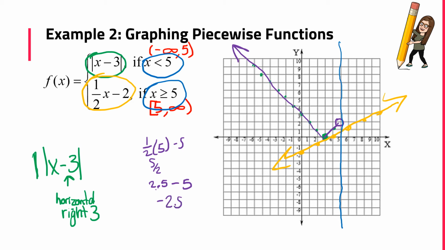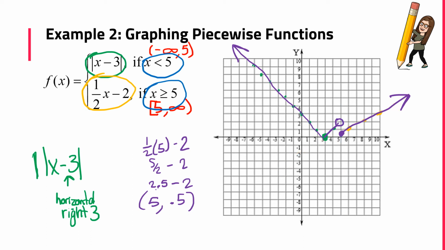Whoops, what did I do wrong here? Minus 2, sorry, that should be minus 2. Let me fix that. If I subtract 2, I would have 0.5. So that makes sense. When the x value is 5, the y value is 0.5. So I'm going to do a solid dot at (5, 0.5). And my graph is going to continue or be greater than that value. So I'm going off to the right, which means I'm going to erase everything to the left of that value of 5. All right, so here is my completed piecewise function.